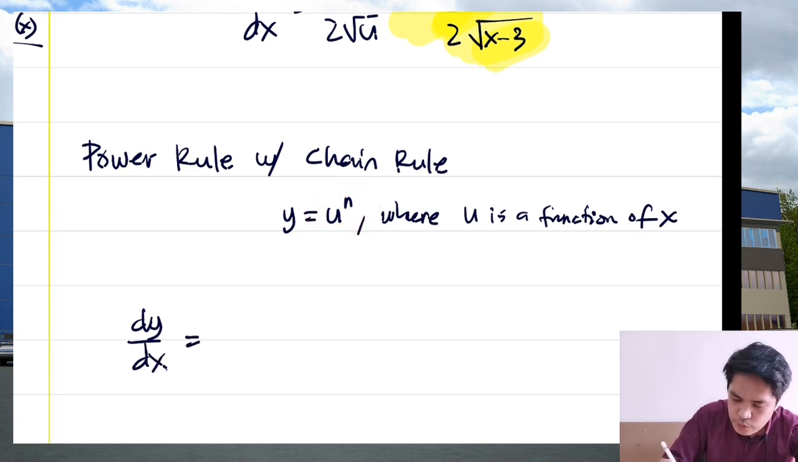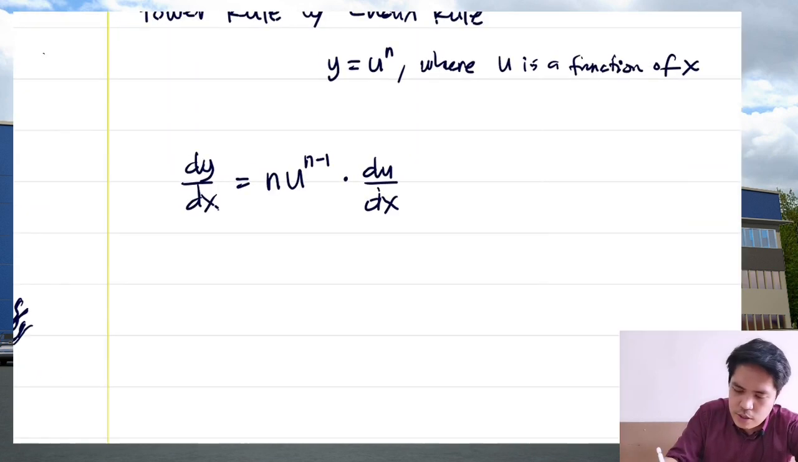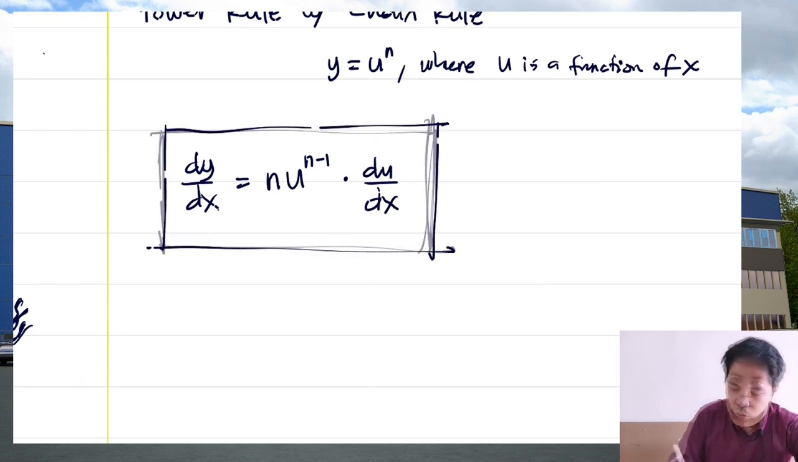Of course, the derivative of the mother is n times u raised to n minus 1 times the derivative of the baby. So in this case, the function within the function, or the baby, is u. So the derivative of u is just du over dx. So this is the chain rule, the power rule with chain rule.